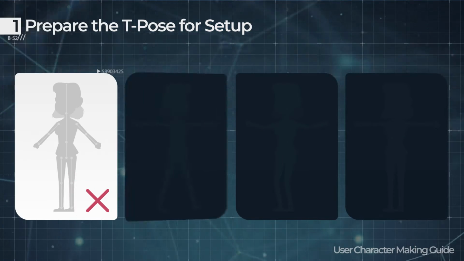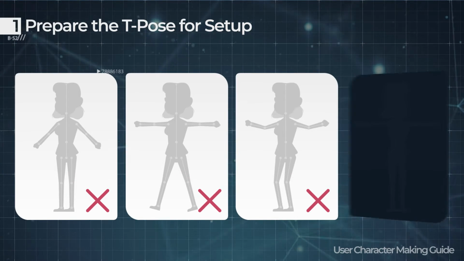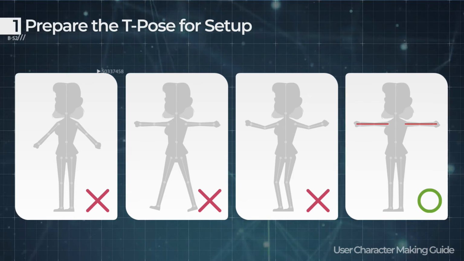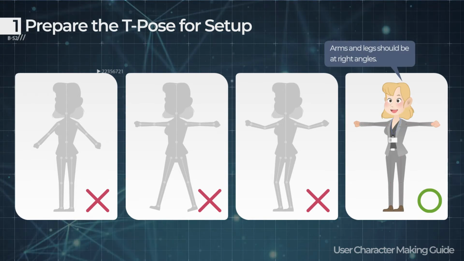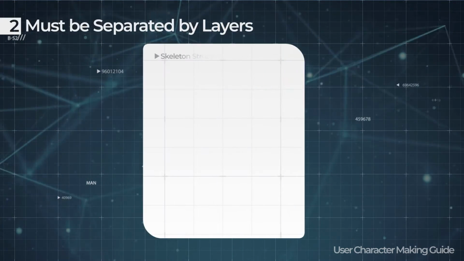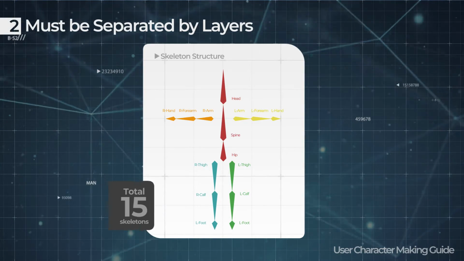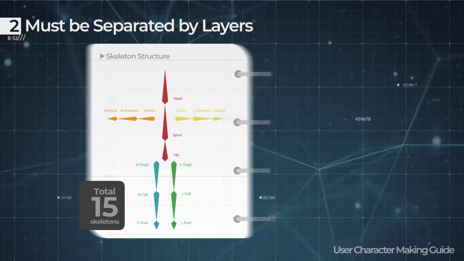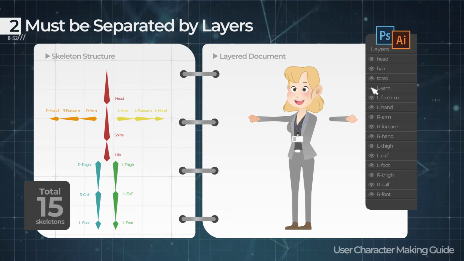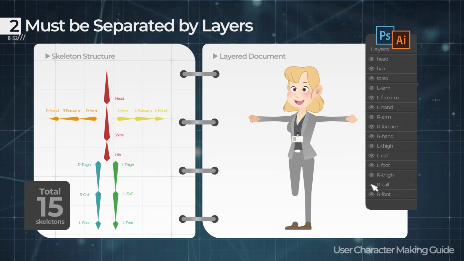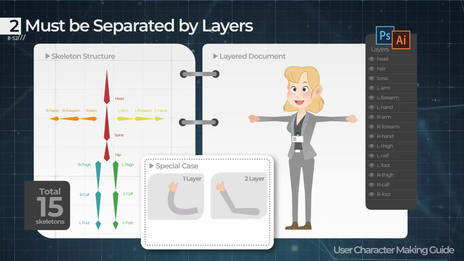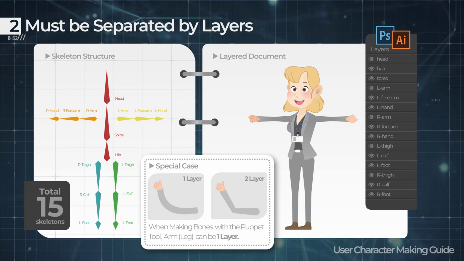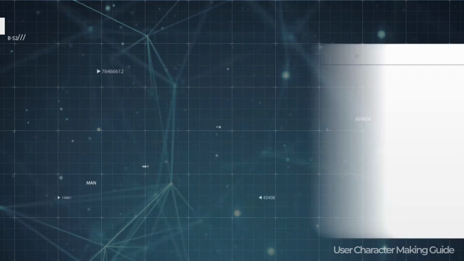Be sure to prepare the pose of the character in T-pose. Non-perpendicular arms and legs or bent poses are not allowed. This rigging set consists of a total of 15 skeletons. The body of the character corresponding to each of the skeletons must be separated into layers. However, there may be exceptions when creating bones using the puppet tool.